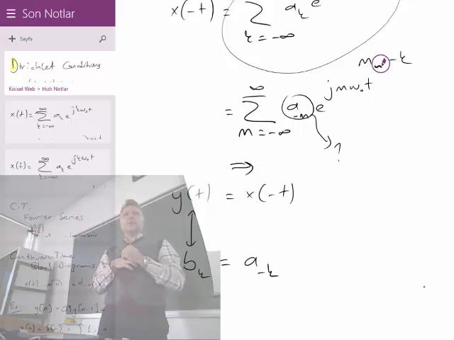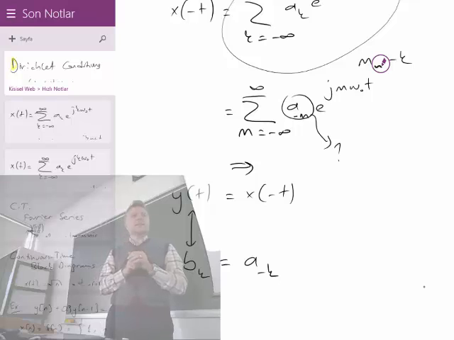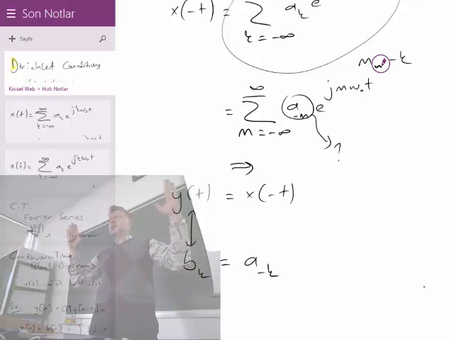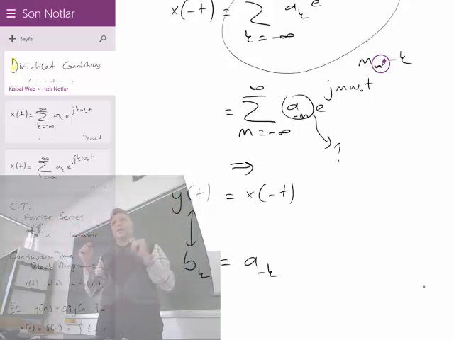Do you remember that I was telling you that in cases of real signals, the right-hand side and the left-hand sides have the same magnitude? They are just conjugates of each other. That's what I have told you. For example, a minus 1 is the conjugate of a1.